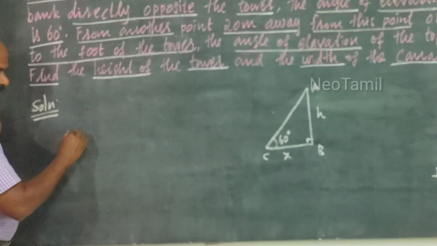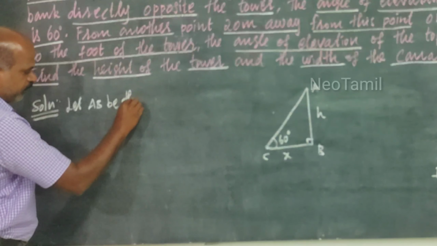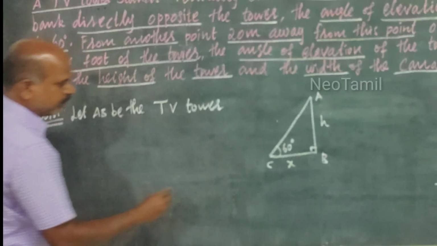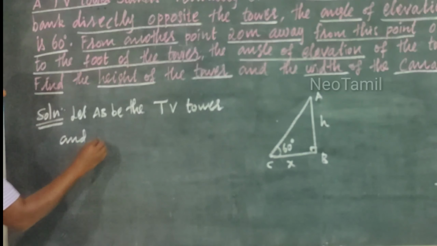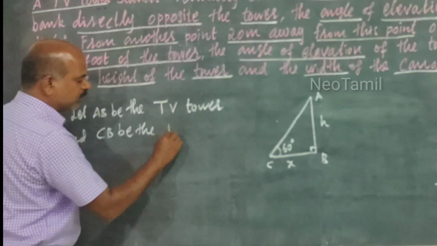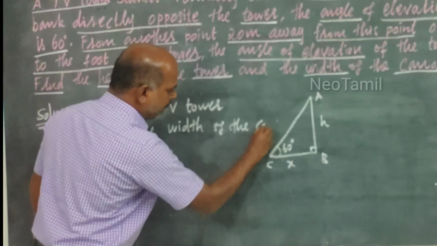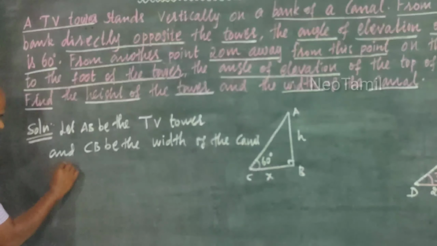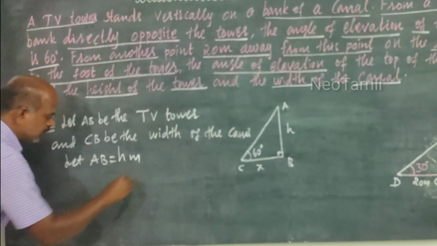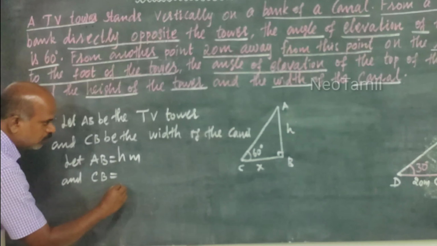So, first I want to explain the diagram. Let AB be the TV tower, and CB be the width of the canal. Let AB equal to h meter and CB equal to x meter.